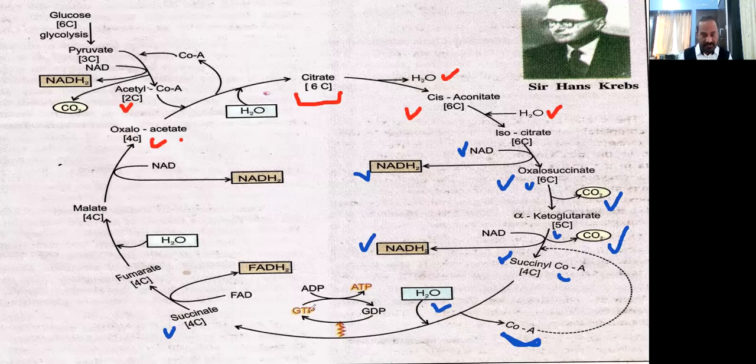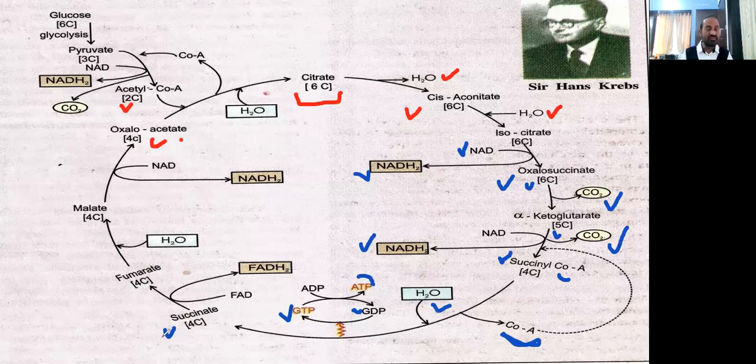During this process, one molecule of GDP, guanosine diphosphate, is converted to guanosine triphosphate. But this guanosine triphosphate is equivalent to ATP. GTP and ATP have the same energy value. During that hydrolysis of succinyl CoA, there is a formation of 4 carbon succinic acid.